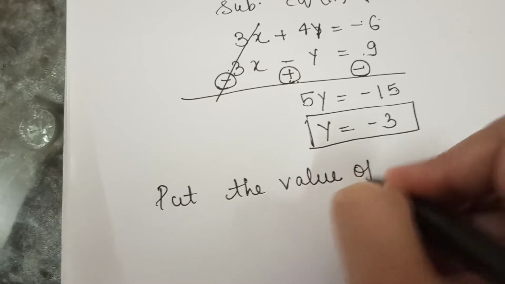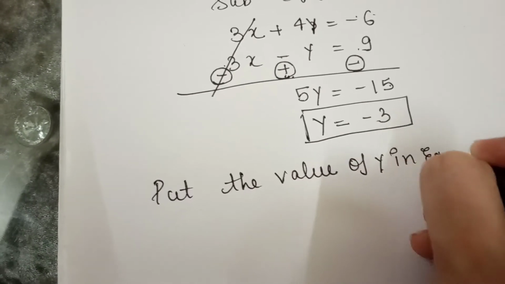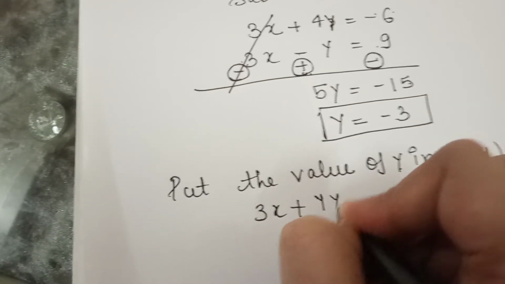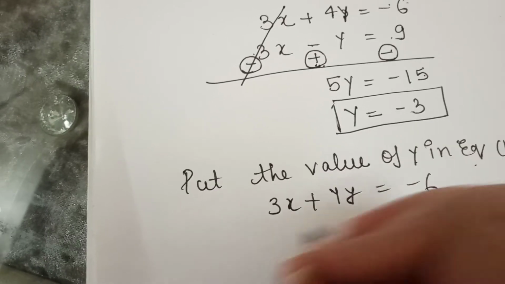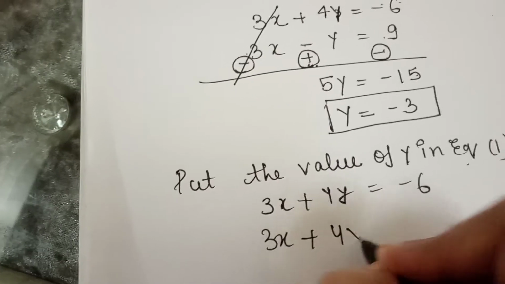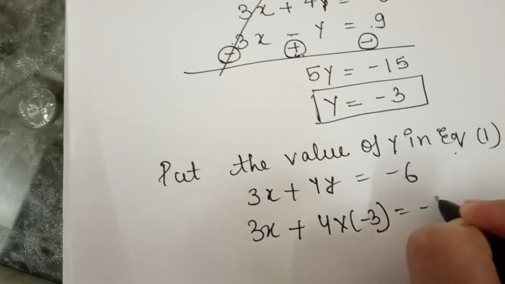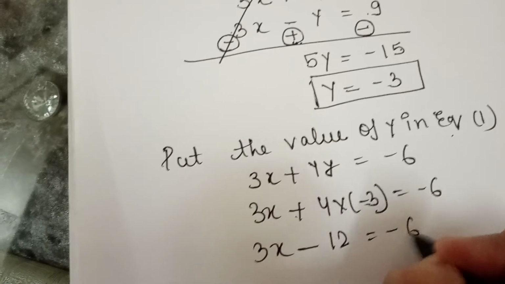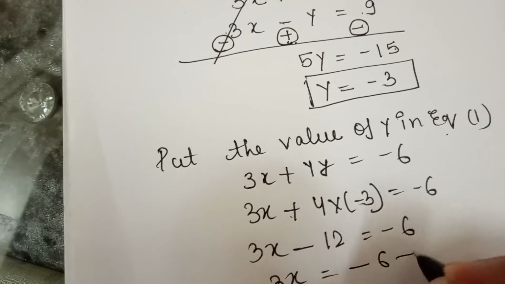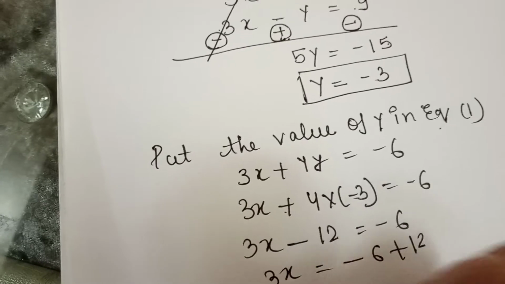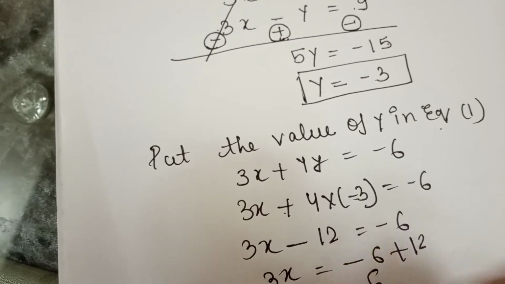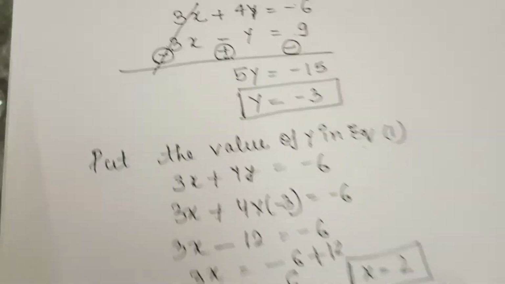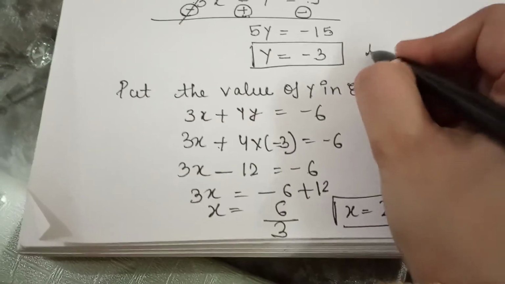Now next step, put the value of y in any one equation, but I am putting in 1. So 3x plus 4y equal to minus 6. So 3x plus 4 into minus 3 equal to minus 6. So 3x minus 12 equal to minus 6, so 3x is minus 6 plus 12, 6, and x is 6 upon 3. So x is equal to 2. So the values are 2 and minus 3.